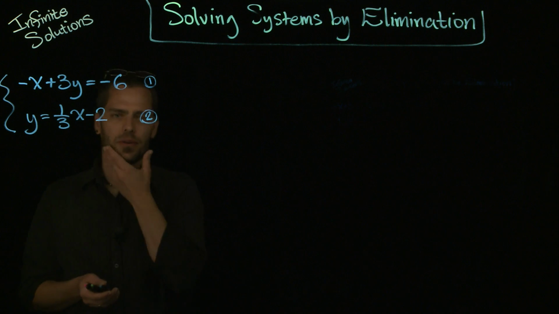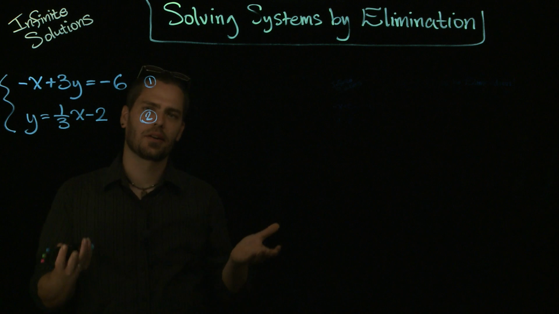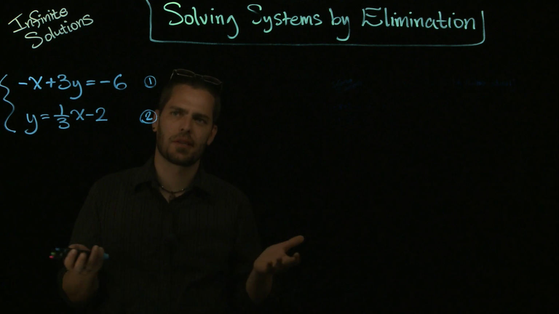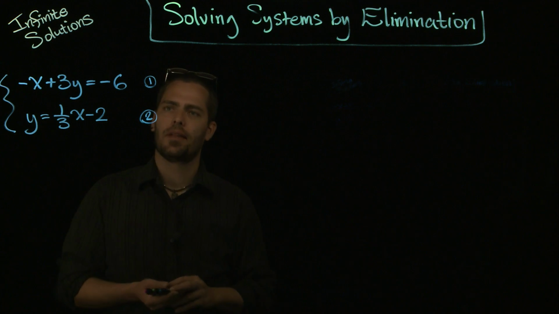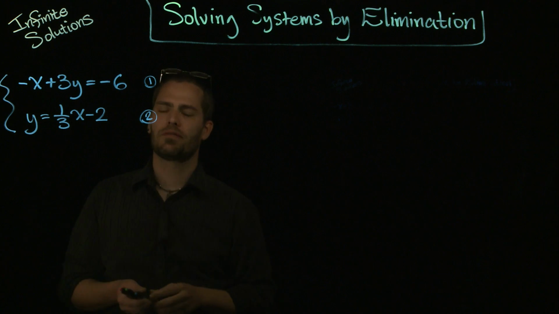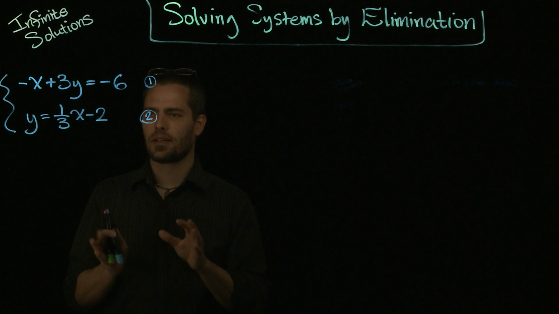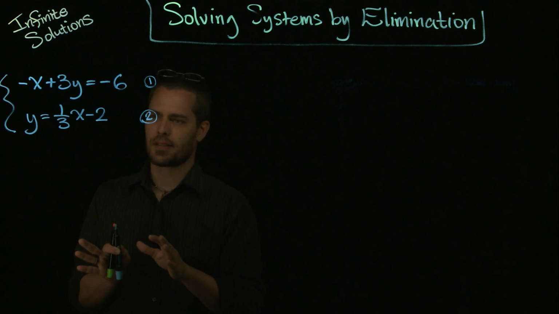Okay, I wanted to show you a special case that might occur. Maybe it's not all that special. It totally has the possibility of occurring anytime you're solving a system. And that possibility is that you end up with infinite solutions. So let's take a look at what that looks like in solving this system.